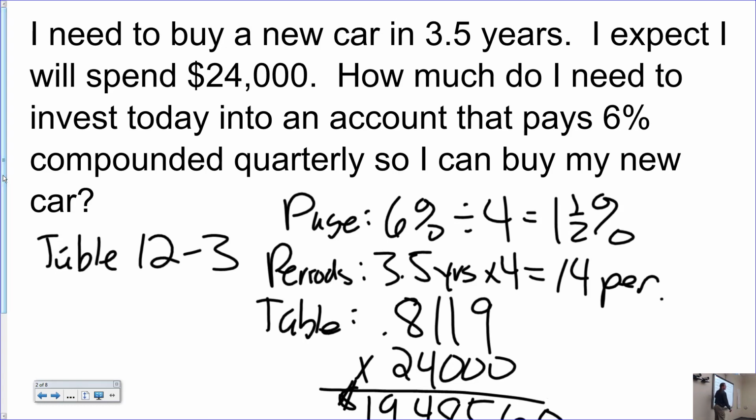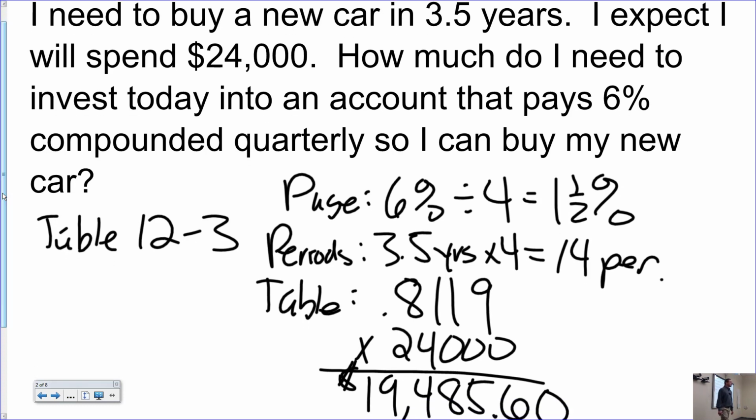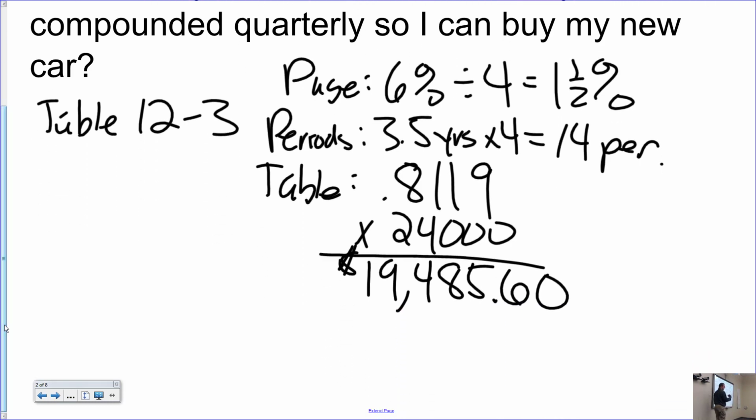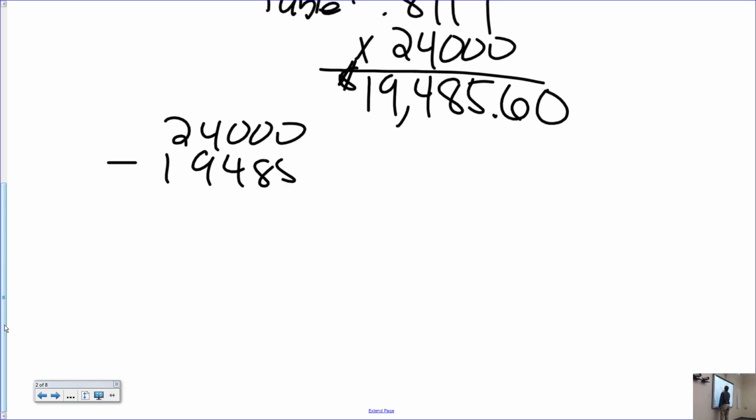All right, now note, folks, in this particular problem, I could also ask you, how much interest will I earn over this investment? How would you figure that out? 24,000 minus the 19,480. All right, good. So note that even though you're going backwards, I can still ask for interest, and it's the same thing. You take the present value minus the future value, or the future value minus the present value. I gave you the 24,000 minus 19,485.60. It just takes a little bit more work to find the interest when you have to go backwards, right?